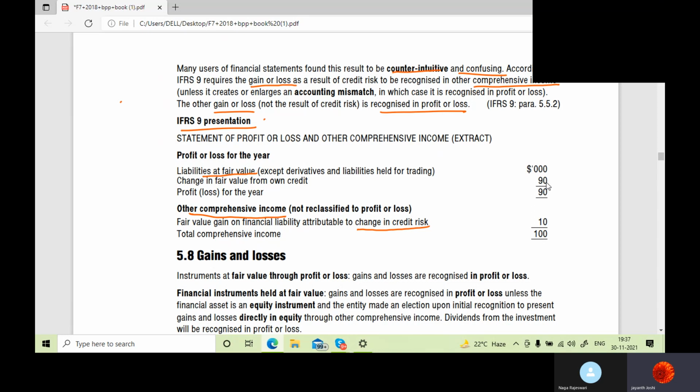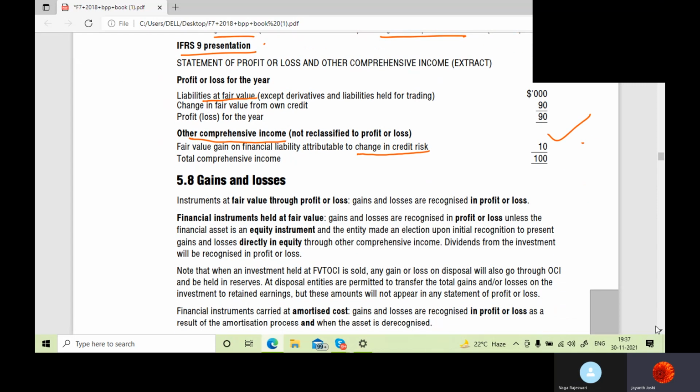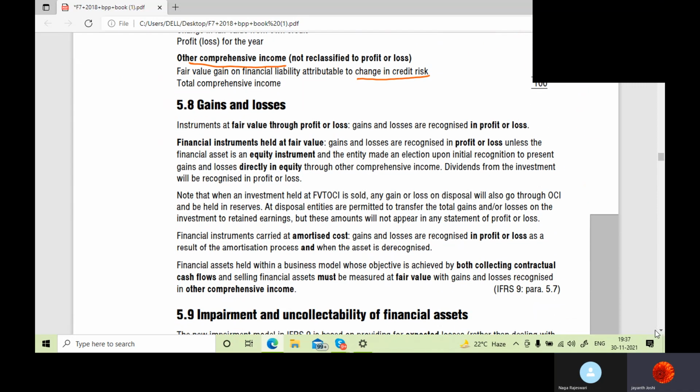So maybe from 90 it has gone to 100. So there's a gain now. So we are writing 10 here, in the OCI section. So for gains and losses on instruments at fair value through profit or loss, the gains and losses are recognized in profit or loss.